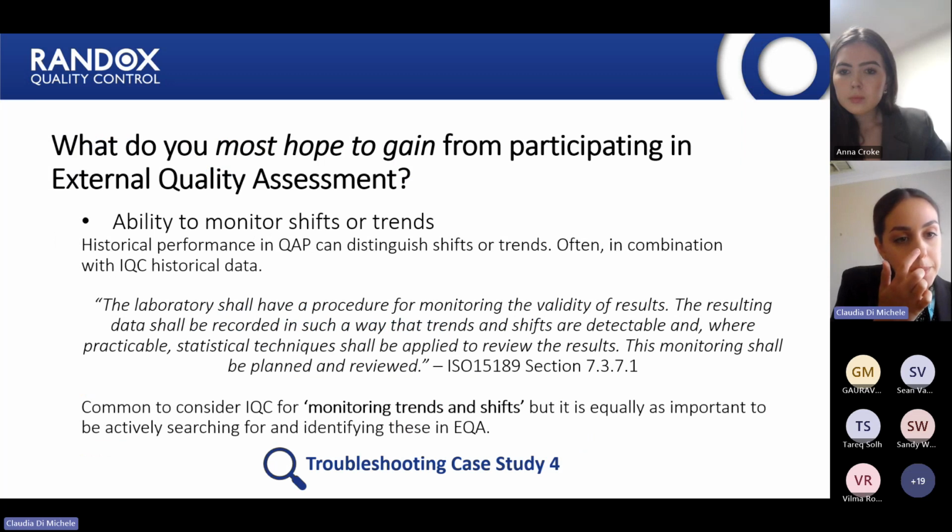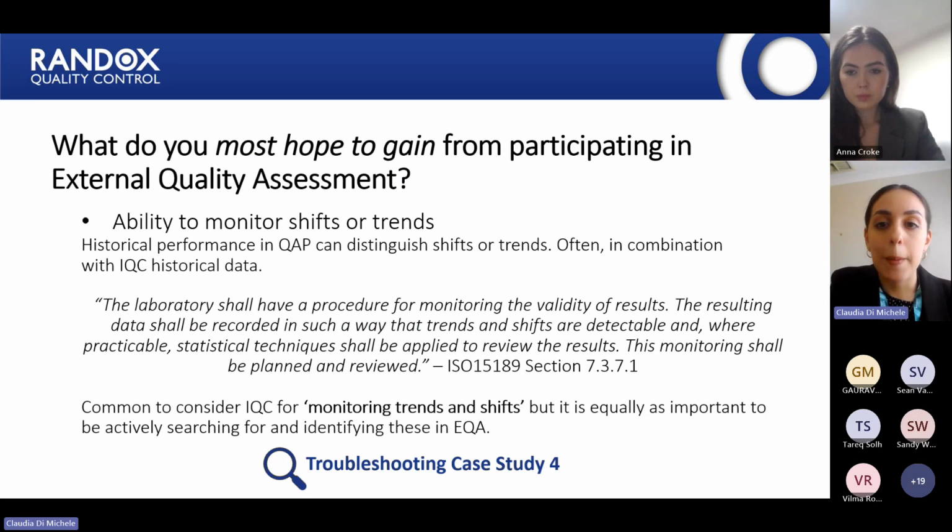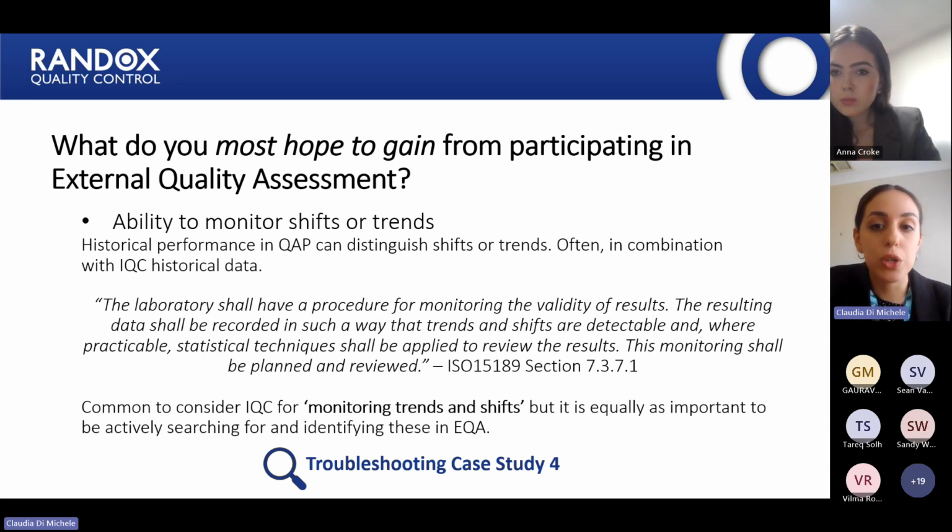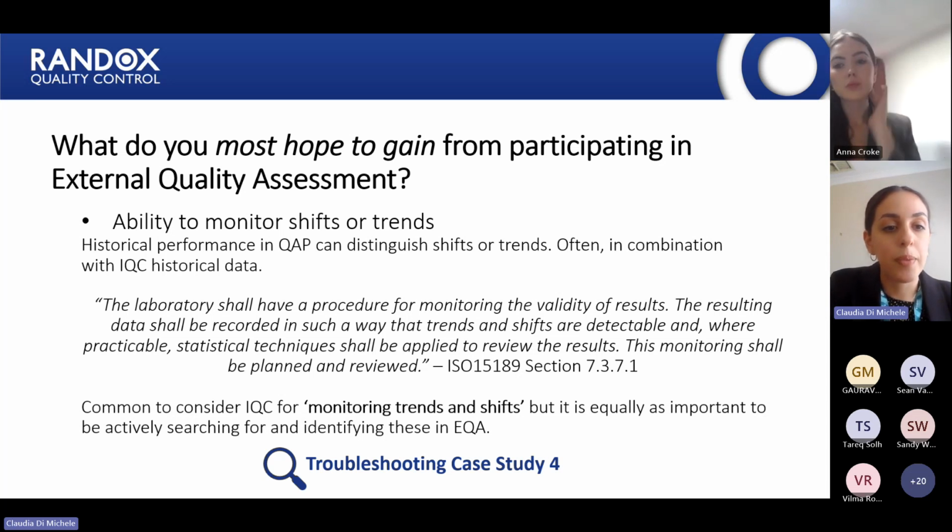Okay. Maybe you also answered the ability to monitor shifts or trends. Perhaps you view EQA as a valuable tool to help you monitor your shifts and trends, which it is certainly able to achieve if you're monitoring your historical performance correctly. But often detection of shifts and trends in EQA can be viewed alongside and in combination with IQC historical data.